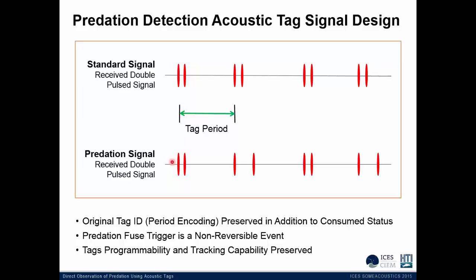In the predation tag, what we do is that we again have 2 closely spaced signals, and we have pairs of tags. However, in the second or sometimes in the third pair, when the fish has been predated, we increase the spacing between the first and second pulse in this pulse pair. Doing this, we still can determine the tag ID because we know the period from the first signal to the first signal in the second pair, etc. But we can also determine that the tag has been predated by this increased spacing in the pulse pair.